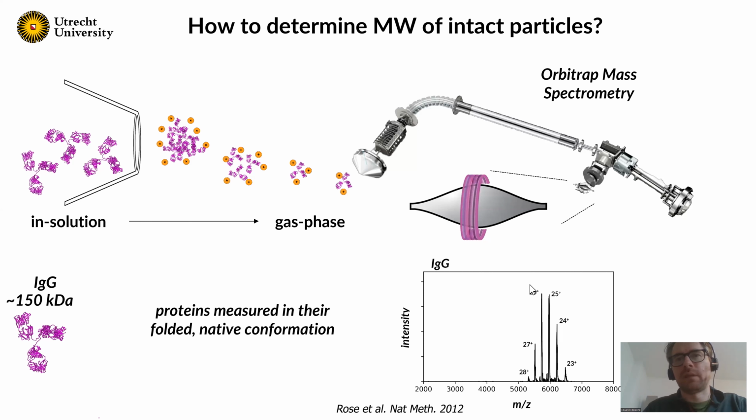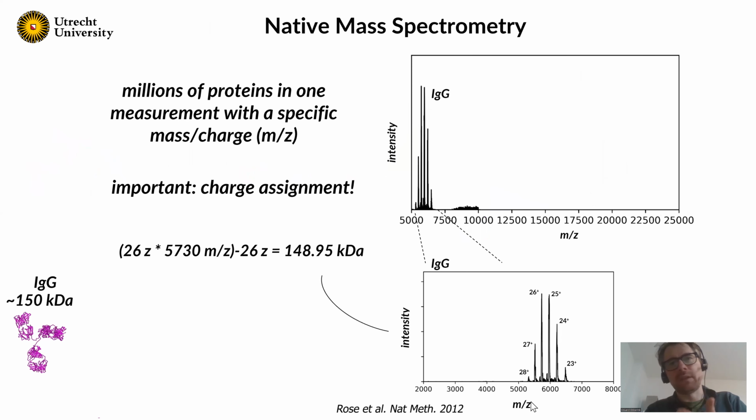When we look at the spectrum, you can see that we have IgGs that are measured, and they can all carry different amounts of charges. Some carry 25, some carry 26, others carry 24. With this spectrum, we have our m/z ratio and the charges here, so we can calculate the mass for each one of these. If you multiply the charge by the m/z and then subtract the charges again, we get a mass of around 150 kilodalton. So that's good. It's important to be able to distinguish the different charge states in order to calculate the mass properly.